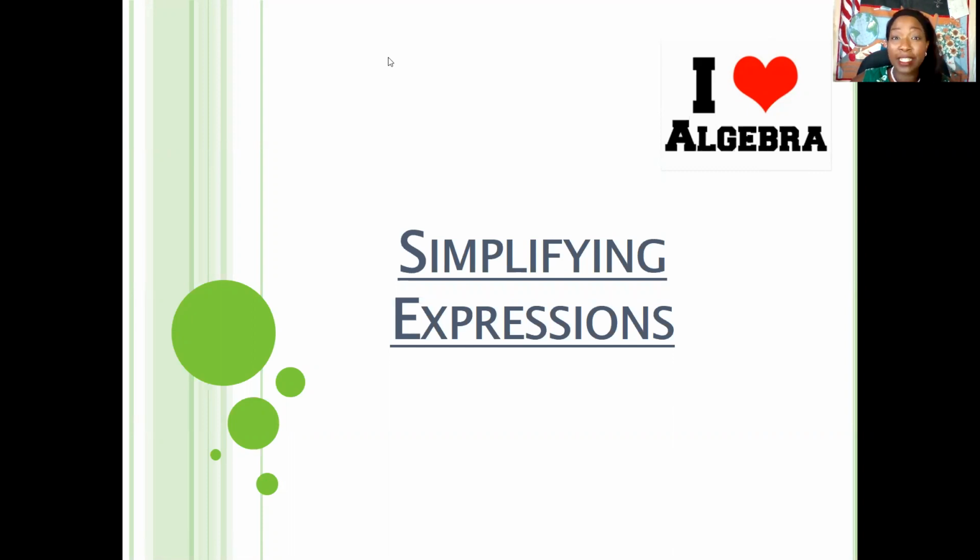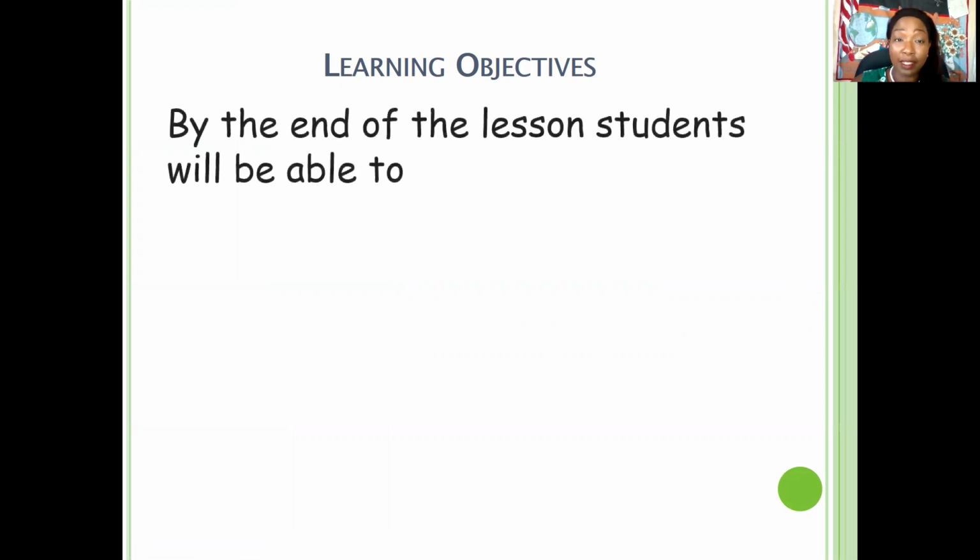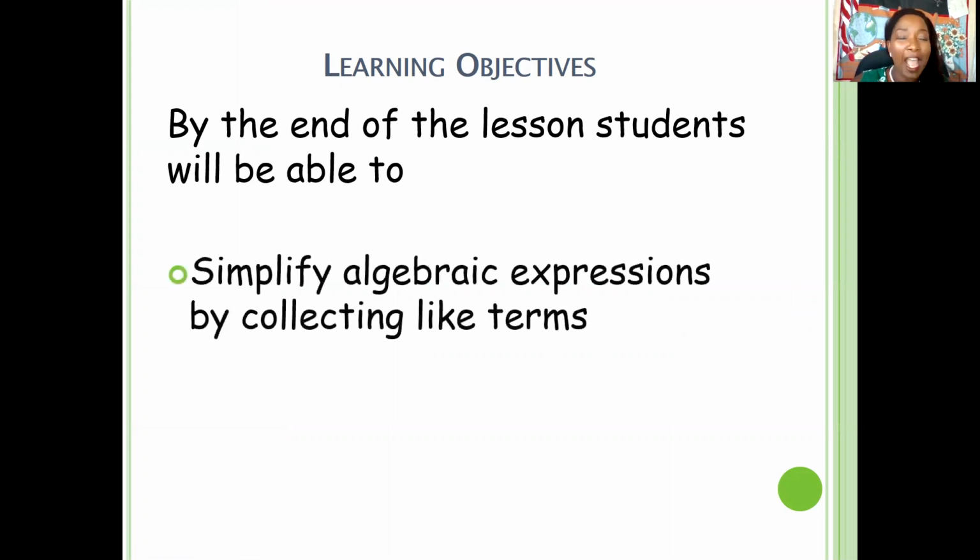Our topic for today is algebra, and I love algebra. We will be simplifying expressions. Our learning objectives. By the end of this lesson, you will be able to, drum roll, simplify algebraic expressions by collecting like terms.